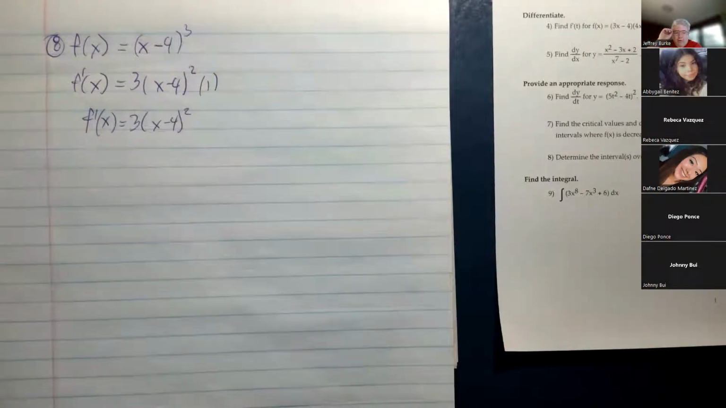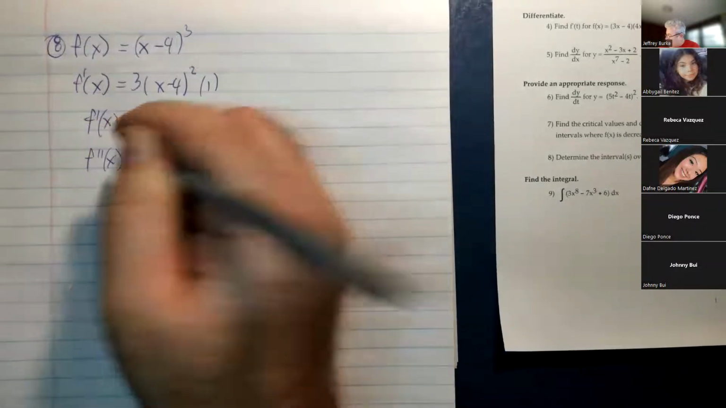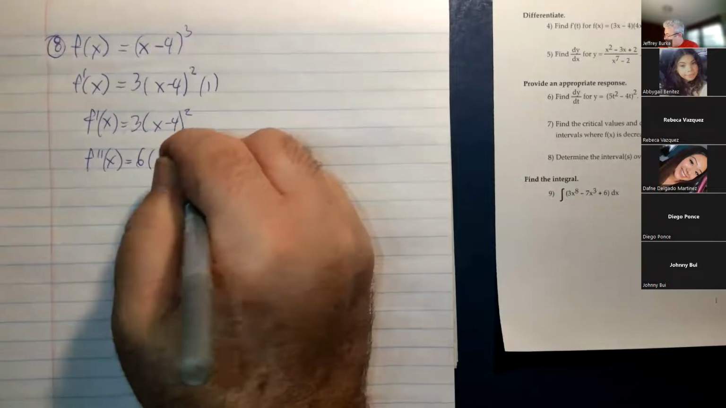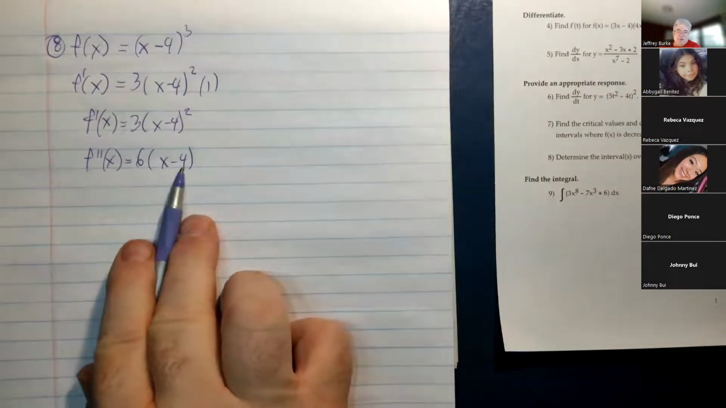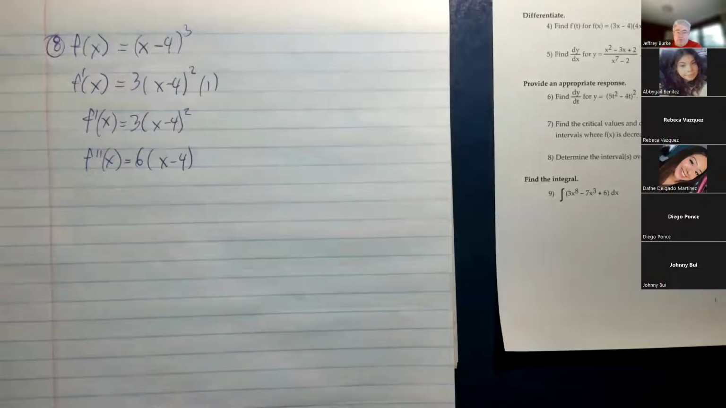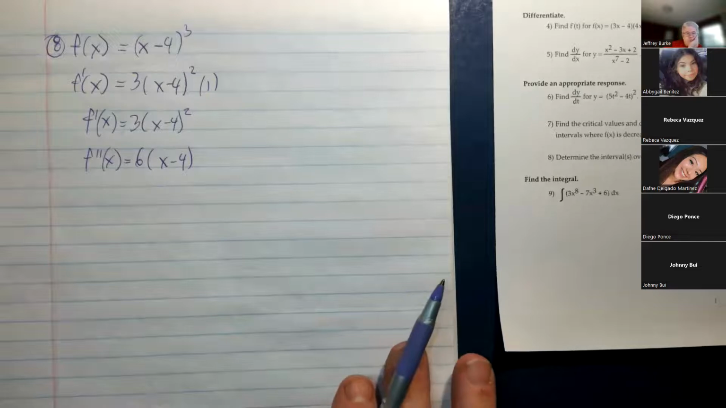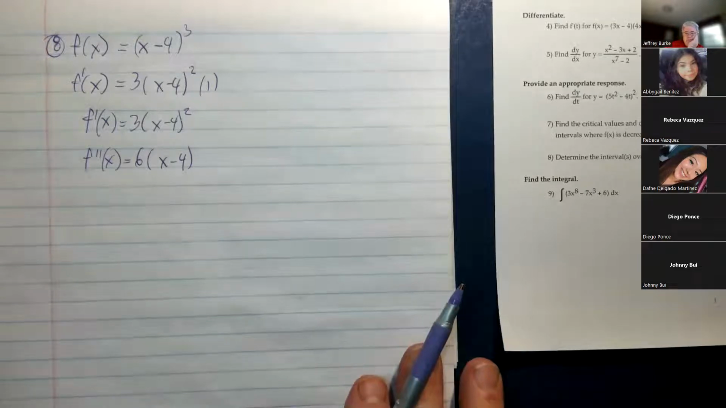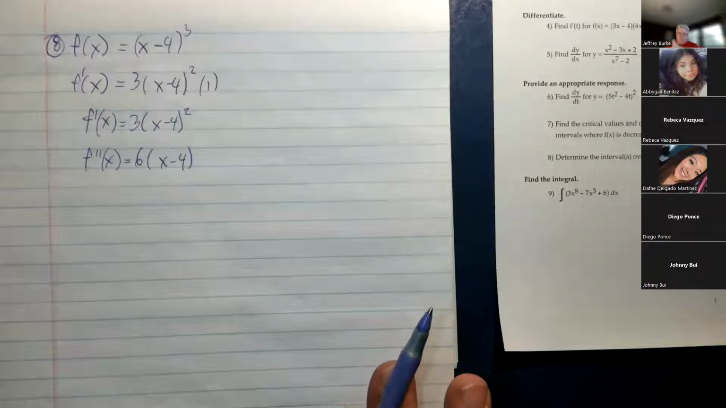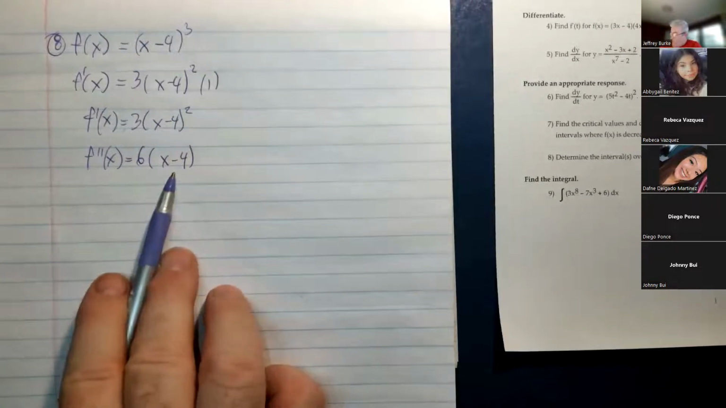Let's see what happens when we take the second derivative. So we get f double prime of x. We get 2 times 3, that's going to be 6 times x minus 4, and the derivative of the inside is still 1. So we have this now as our second derivative. Could we distribute? No, I don't think we have to distribute on this one actually. I'm going to leave it like this. This is the second derivative.